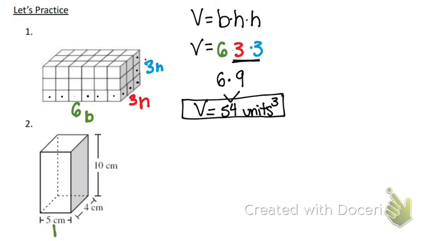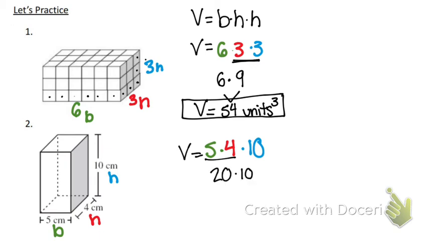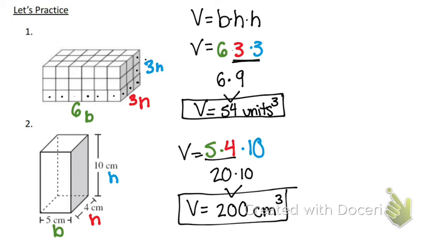On number 2, we're going to do base, height, and the other height. Again, it doesn't really matter as long as you know that you multiply all three of these numbers together. So the volume equals 5 times 4 times 10. So I'm going to multiply 5 times 4 first. That gives me 20. Bring down my times 10. 20 times 10 just means I add a 0 to the other one, so that would be 200. We're measuring in centimeters, and we're going to put our little 3 over there. So the volume of this figure is 200 centimeters cubed.